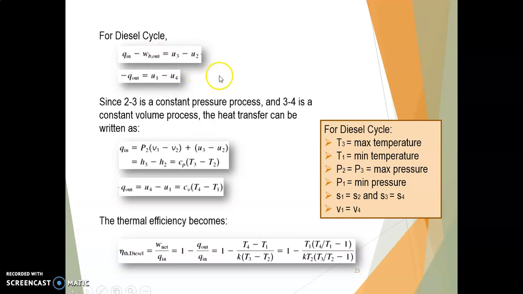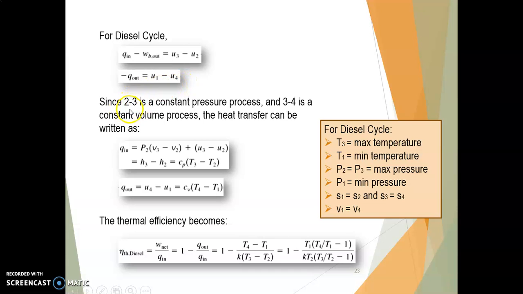Then the formulas that we are able to use in this part of the calculation: we have heat in minus the work out, which is equal to the differential of the internal energy between 3 and 2, inside the combustion part. In the other part, we have the negative Q out, which equals the differential of the internal energy between point number 1 and point number 4, as we have explained earlier in the diagram.